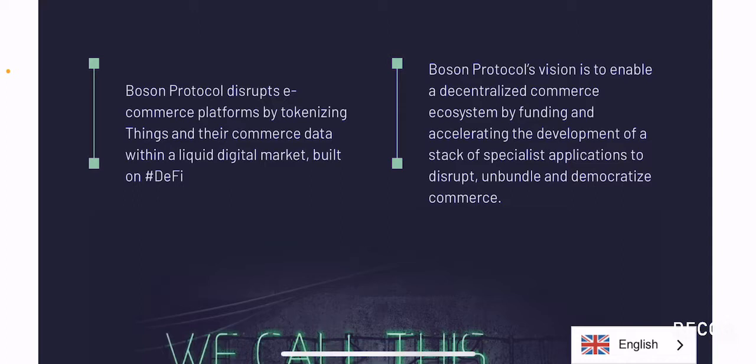Boson protocol's vision is to enable a decentralized commerce ecosystem. So that's their main goal. They want to bring the control of e-commerce back to the people, and they're doing this by funding and accelerating the development of a stack of specialist applications. So Boson protocol will have a stack of different decentralized or specialized applications that will enable Boson protocol to achieve this goal, and this will act as the ecosystem that powers it to disrupt the current centralized e-commerce, and to bring democracy into commerce. So that's pretty much very well explained.